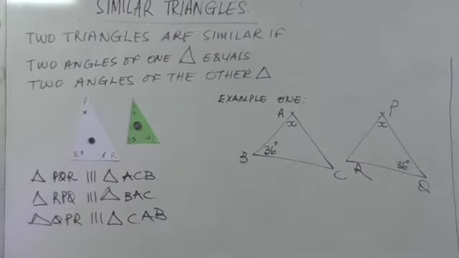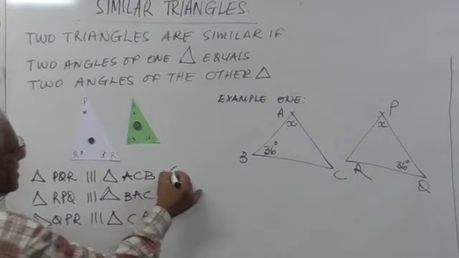So when we said PQR, we went X, Y, Z. So then here we have to go X, Y, Z. That's why we said ACB. All right.